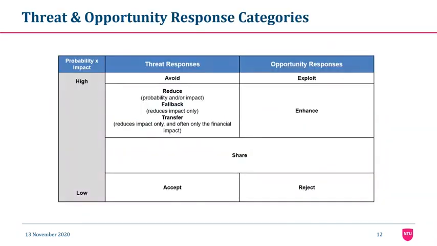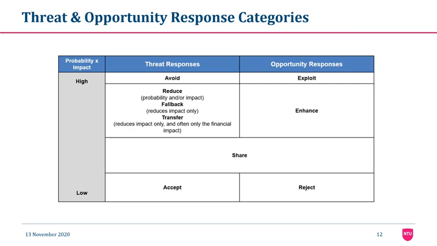Okay, how do we respond to threats or opportunities in a project? We have 6 response categories for threats and 4 response categories for opportunities. For threats, we have avoid, reduce, fallback, transfer, share, and accept. And for opportunities, we have exploit, enhance, share, and reject. Okay, let's go through the threat responses first.